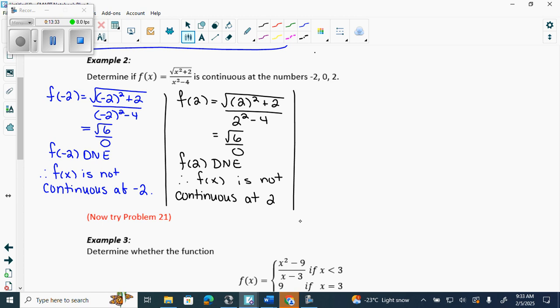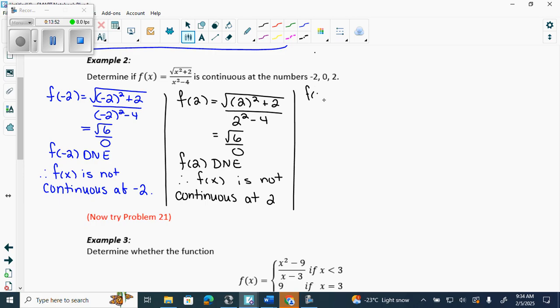All right. So we know that -2 and 2, it's not going to be continuous, because if I factor that denominator, I get x plus 2 times x minus 2. So I know that that's going to be actually where some asymptotes will be. Okay, so I know that's not going to work. But 0 should work. So we're going to have more work to do.